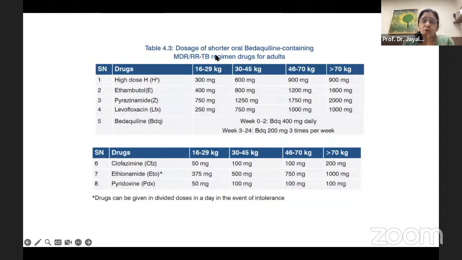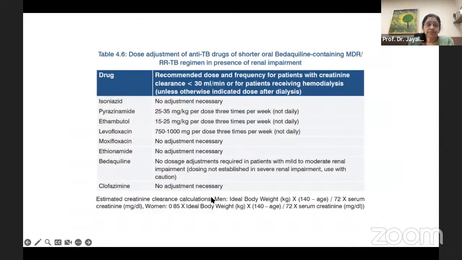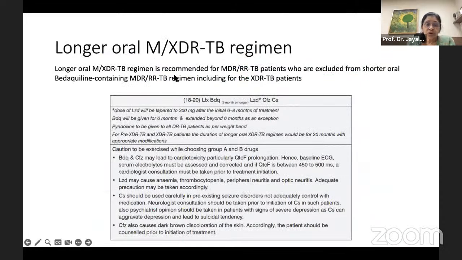So the dosage of the oral bedaquiline containing regimens are these. We can have high-dose isoniazid, ethambutol, pyrazinamide, levofloxacin, bedaquiline, clofazimine, ethionamide, pyridoxine. So this is the regimen recommended for most of our patients who are eligible for the bedaquiline containing shorter oral regimen. Those patients who are not eligible for this will go for the longer oral regimen, which again includes bedaquiline, levofloxacin, linezolid, clofazimine, and cycloserine. So these are the main medications used in the treatment of multi-drug resistant tuberculosis.